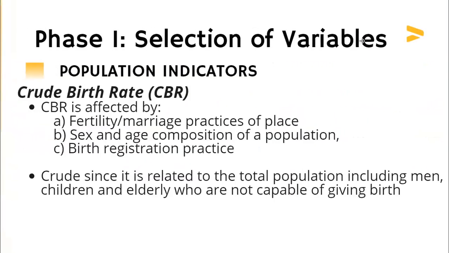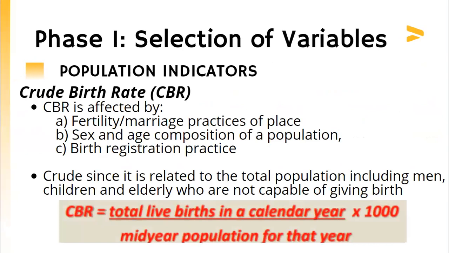Okay, so first we have what we call crude birth rate. This is affected by fertility or marriage practices, sex and age composition, and birth registration practice. So why do we call this crude? Because we do not specify whether that particular birth is a successful live birth or not. We term it crude because we just count the total population of live birth. Okay?